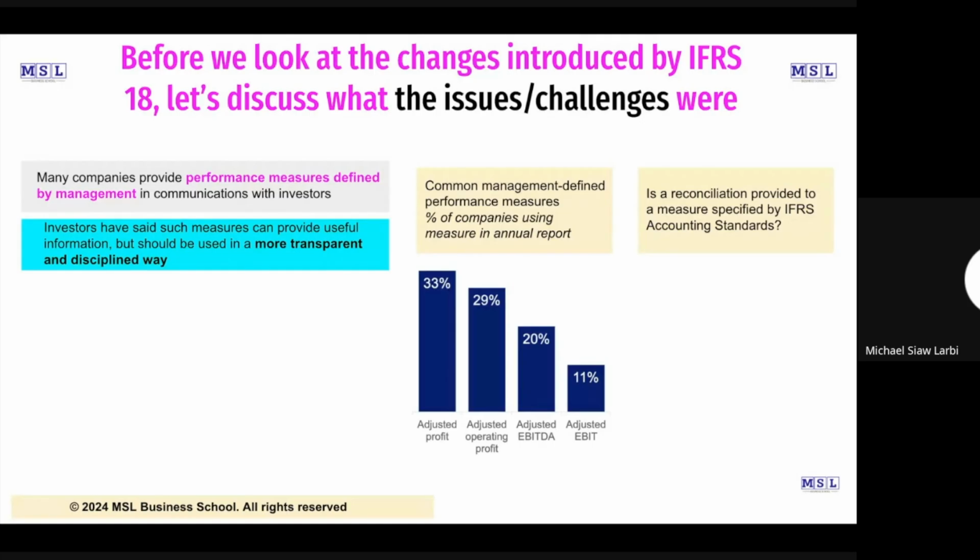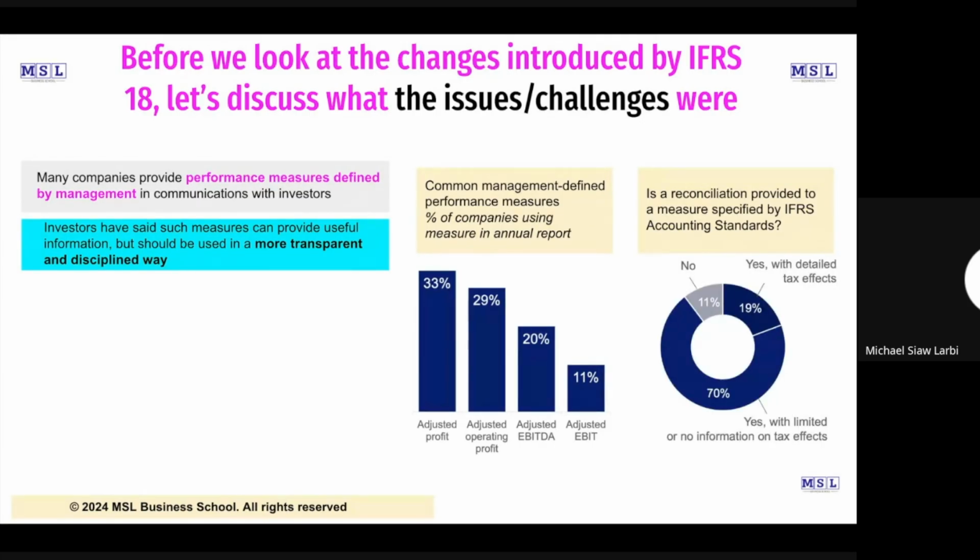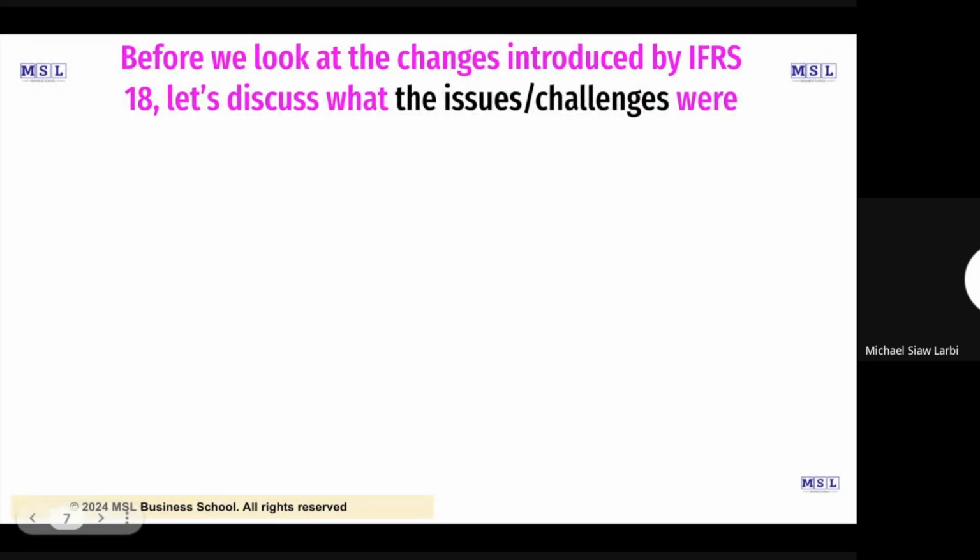Then for some who use those particular measures, did they provide a reconciliation? Because IFRS has its specific requirements and disclosures, right? So 70% said yes, they reconciled their own management-defined performance measures to IFRS, but they had little or no information on the tax impact of those. 19% said yes, we disclosed with detailed tax effects. 11% said no. So it meant we needed a clearly stated provision on how to treat this, and IFRS 18 has covered this as well, right? Still on the challenges or the issues.